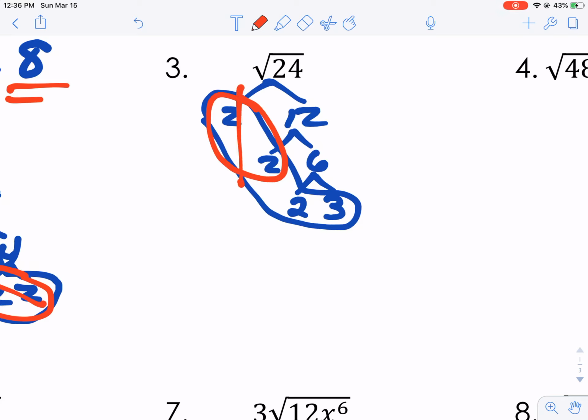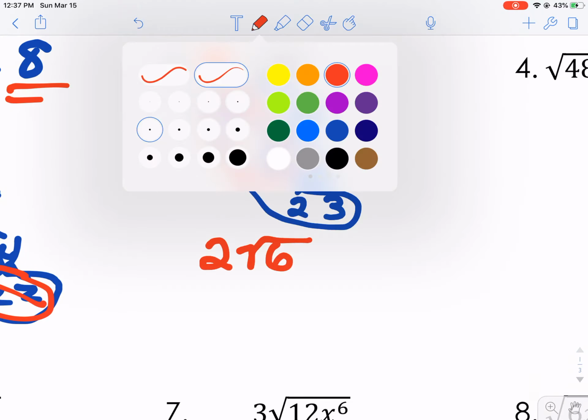For every group of 2, 1 comes out, so I have a 2 on the outside. But now I've got some stuff that is not going to make it outside the radical because they don't have doubles. So the 2 that I brought out stays outside. Square root, and any of the little guys that are stuck inside get multiplied back together, so 2 times 3 makes 6, which means our simplified radical is 2 square root of 6.